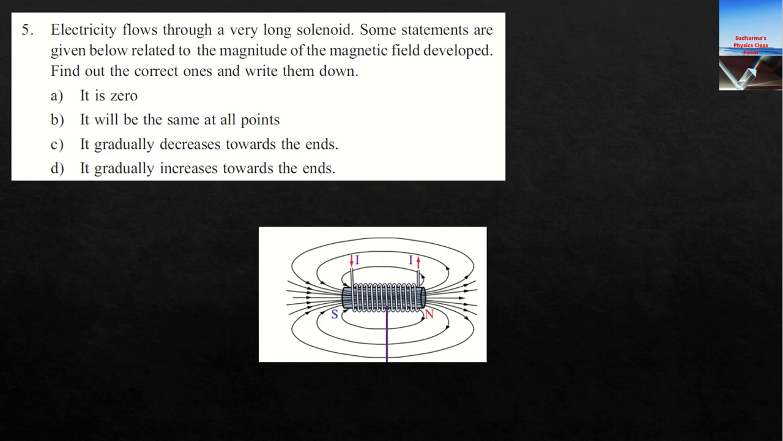Electricity flows through a very long solenoid. Some statements are given below related to the magnitude of the magnetic field developed. Find out the correct ones and write them down. It says that it is 0, it will be the same at all points, it gradually decreases towards the ends, it gradually increases towards the ends.